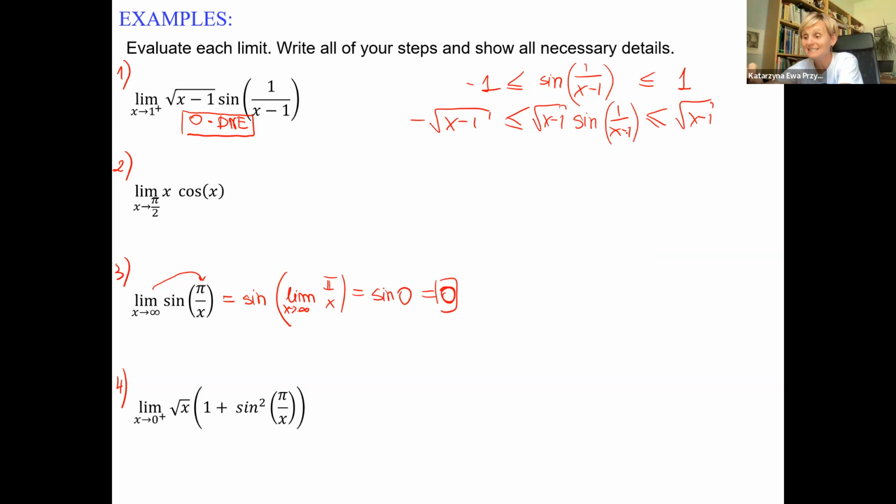And now, as x is approaching 1 from the right-hand side, this will be 1 minus 1, 0. This limit is 0. We do not consider -0. As x goes to 1 from the right-hand side for this one, it's also 0, 1 minus 1. And if both of the limits are 0, the upper and the lower function, the middle one is forced to be 0. So we don't have to do anything. This limit is 0.